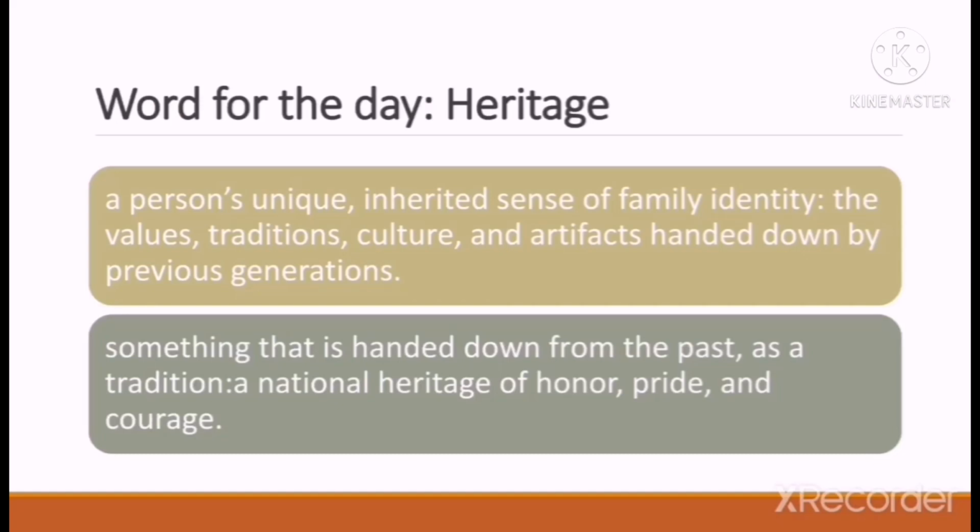Our word for the day is heritage. When we say heritage, it is a person's unique, inherited sense of family identity, such as values, traditions, culture, and artifacts handed down by previous generations. It is something that is handed down from the past as a tradition, a national heritage of honor, pride, and courage.